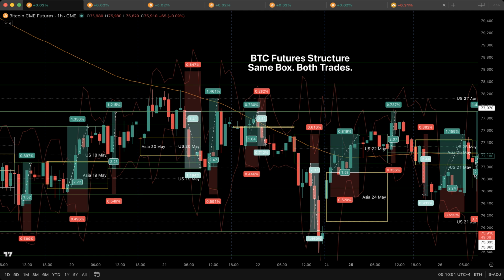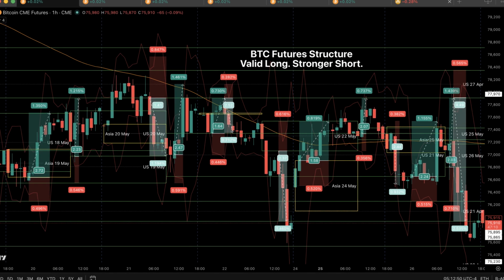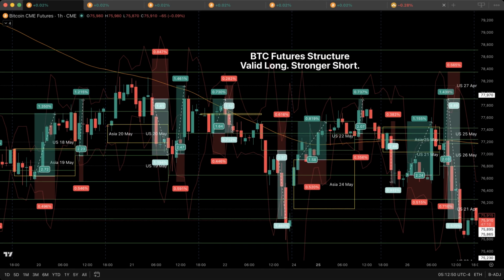May 25th Asia gives the lesson clearly. The session overlaps the May 22nd U.S. box. The midpoint gives the short. The May 21st U.S. lower boundary gives the long. The same memory flips the trade. Price reaches. It reacts. It holds or fails. Then the position appears. Price pushes up again. But the higher test does not stay free.